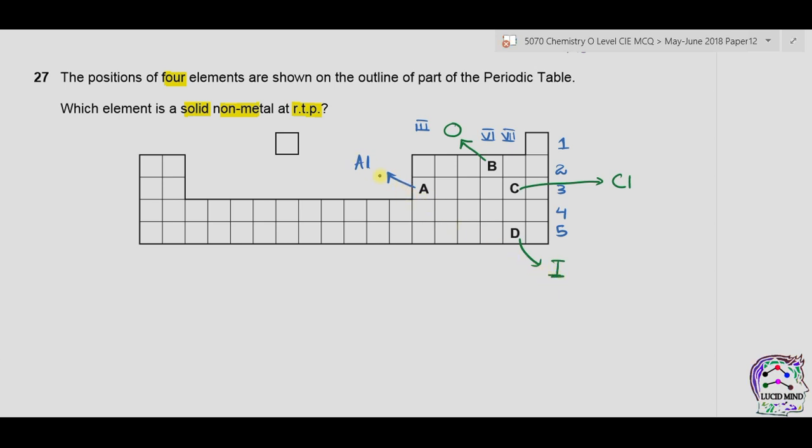Now A is aluminum and aluminum is a solid metal, so therefore A is incorrect. B is oxygen and oxygen is not solid, it is in gaseous form, so it is also incorrect. Again chlorine is also in gaseous state, while iodine is the only element that is solid non-metal at room temperature and pressure. Therefore correct answer is D.